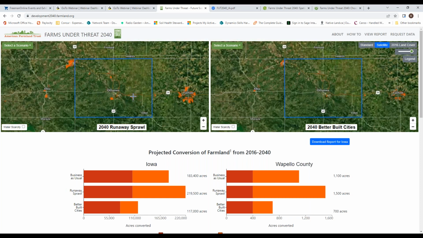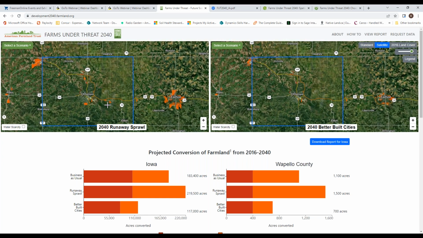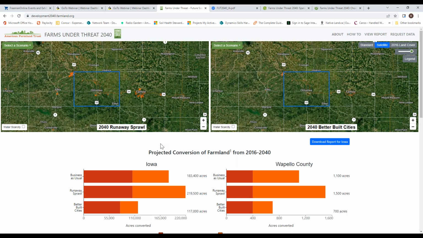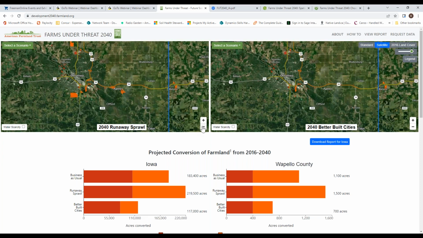So if we can zoom in on Ottumwa there, it isn't that big of a city compared to Des Moines or even Dubuque, of course, but you can still see significant differences throughout the county, as well as when you look at that tri-county area. You would probably consider this more of a rural area of Iowa, but you can see noticeable differences from Monroe County just west of Ottumwa to Jefferson County on the east in terms of what that development projection looks like under the runaway sprawl scenario and the better built city scenario. So underscoring one last time, it's not necessarily an urban concern. Our land use planning decisions really affect those rural areas as well.